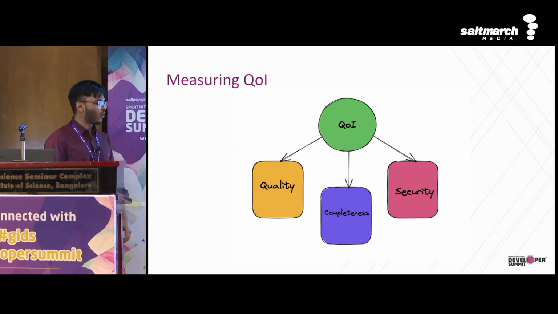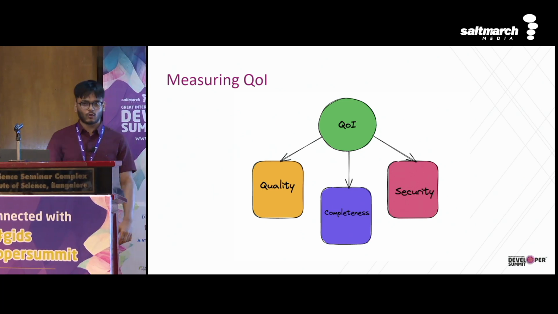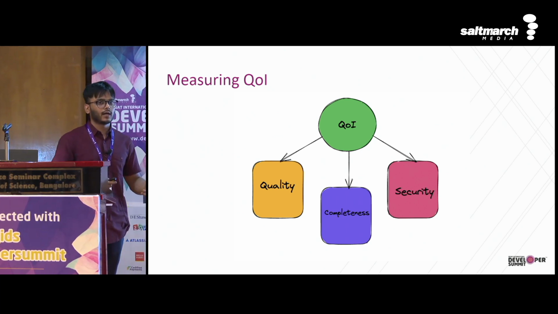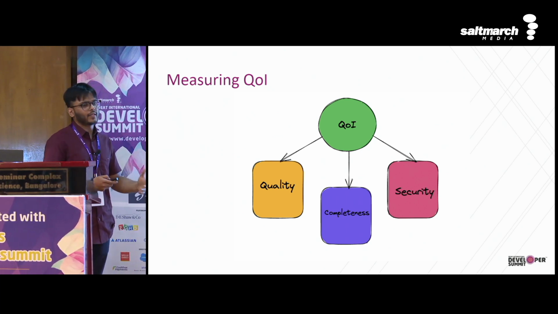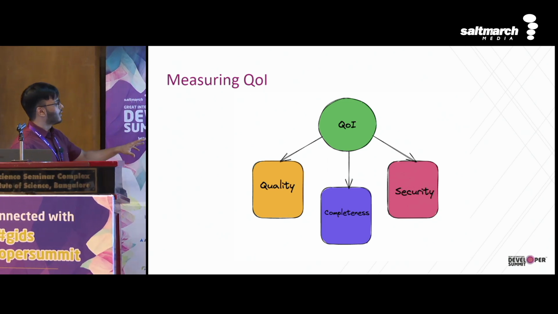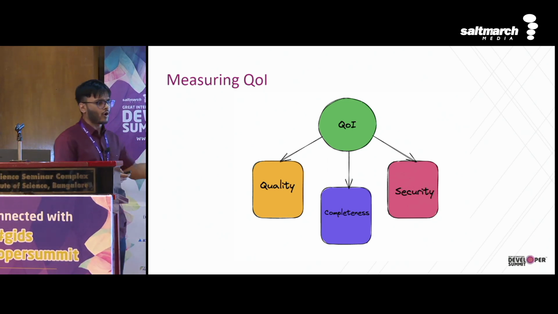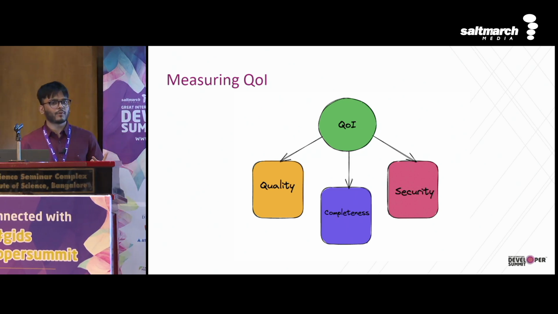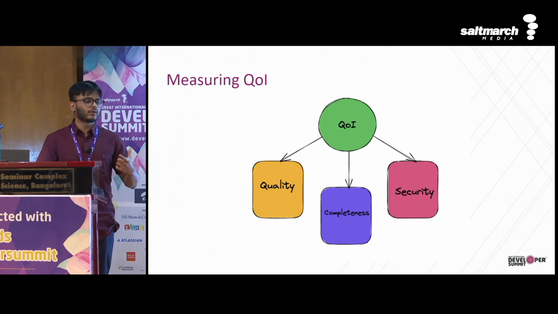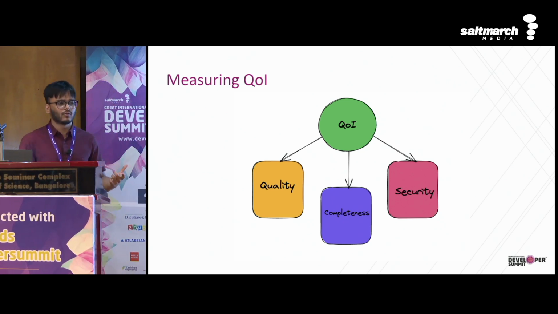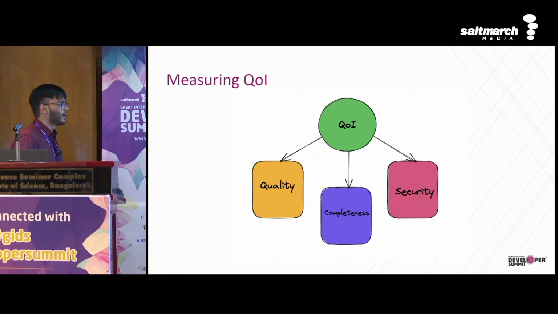So we now measure QoI on 3 fronts. We have quality, completeness, and security, right? Quality refers to the quality of the existing metadata in your spans or traces, right? An example of quality is how long your tags are, right? If 50% of the tags in your spans are more than 500 characters in length, that indicates you are just mindlessly dumping them, right?